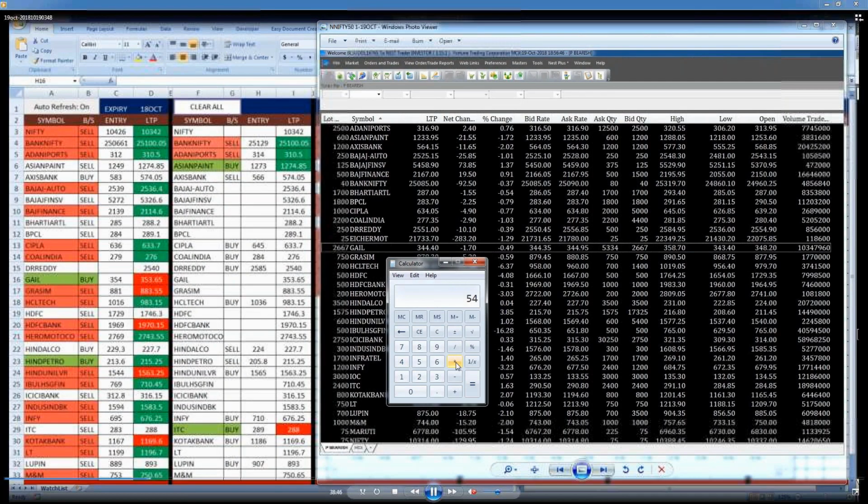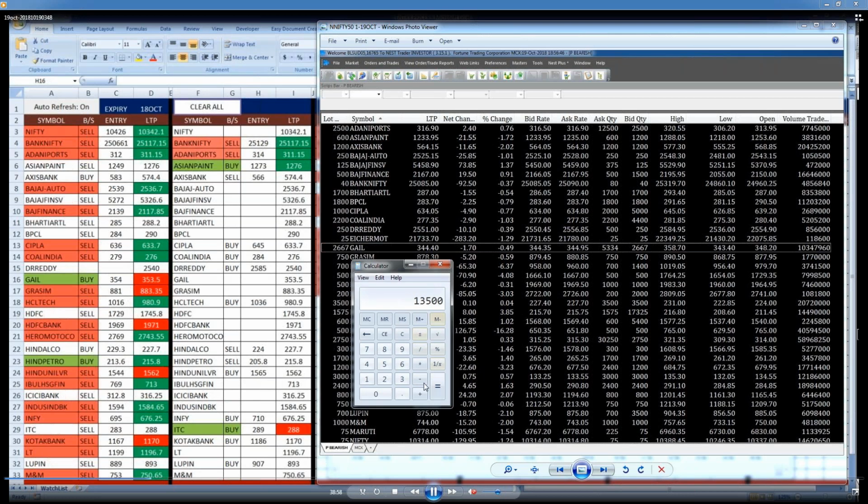Profit into your lot size. So your lot size is 250 for Bajaj. So that gives you a profit of 13,500 rupees. And what is my margin?